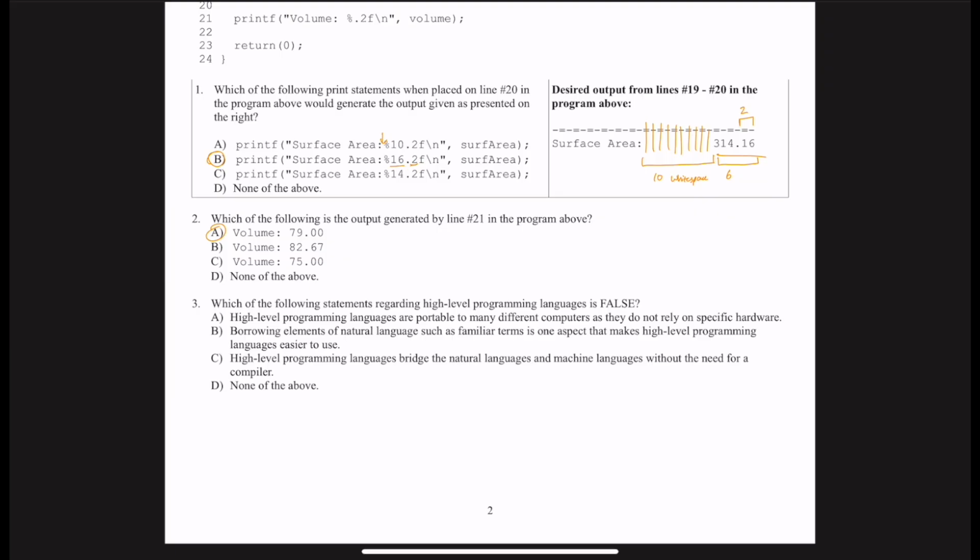Looking at question 3. Which of the following statements regarding high-level programming languages is false? A. High-level programming languages are portable to many different computers as they do not rely on specific hardware.